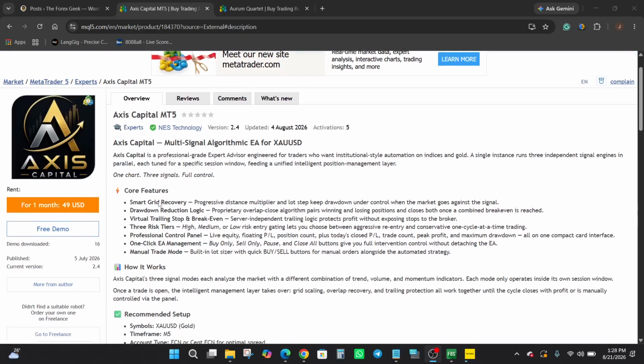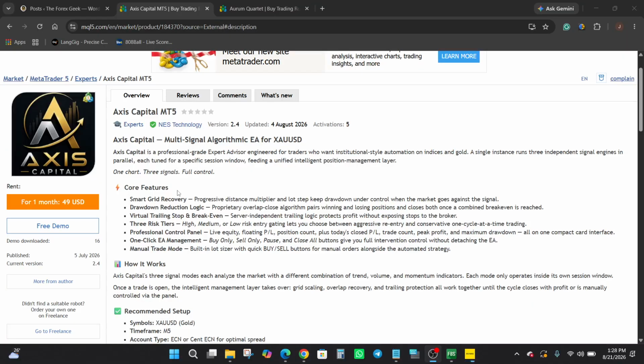And looking at the core features, the first thing that stands out is the smart grid recovery system. According to the developer, it uses progressive distance and lot step adjustments when the market moves against a signal. That is important because grid and recovery logic can increase exposure during adverse price movement. So this isn't a feature that I'll treat casually.